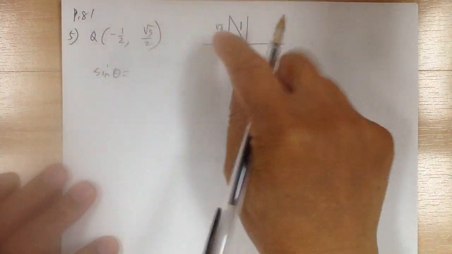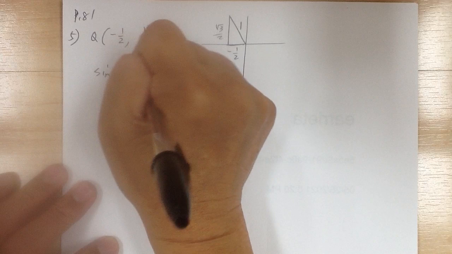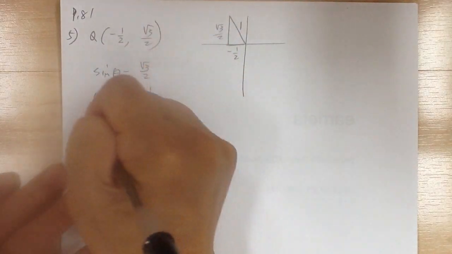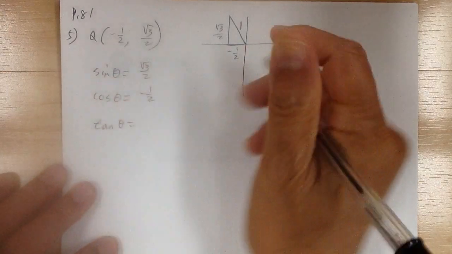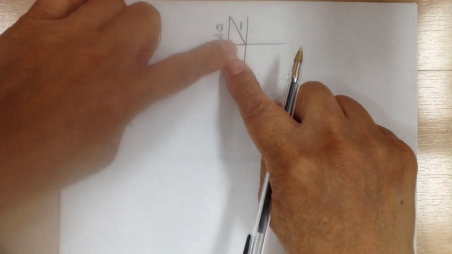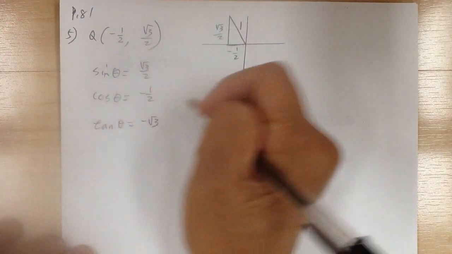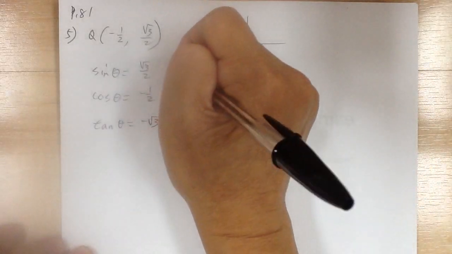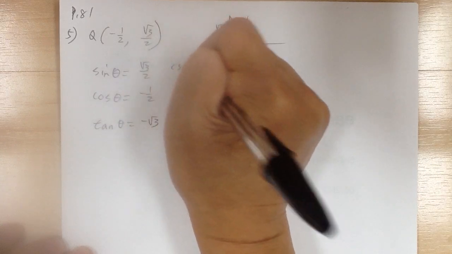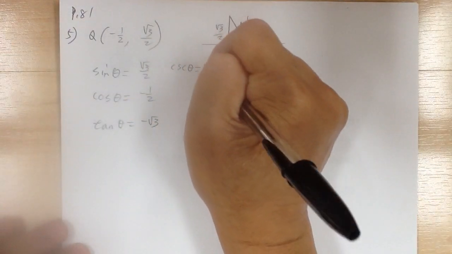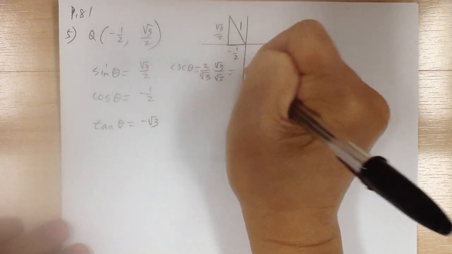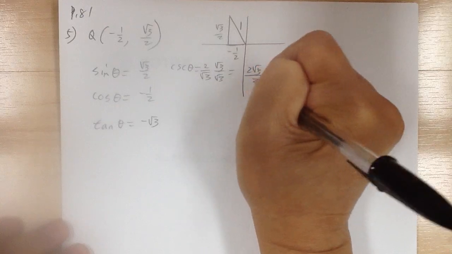Okay, so sine theta is this over this, so it would be square root of 3 over 2. Cosine theta equals this over this, so it would be negative 1/2. Tangent theta equals this over this, and the 2 will cancel out, so this over this would be negative square root of 3. And then after that you get the secondary functions, so cosecant equals, you have to flip this over, so it would be 2 over square root of 3, and then if you simplify, it equals 2 square root of 3 over 3.